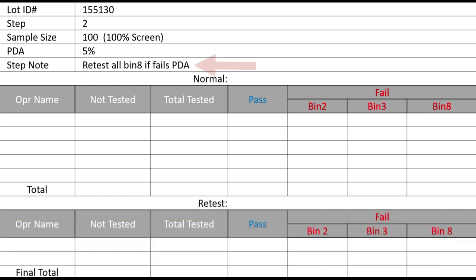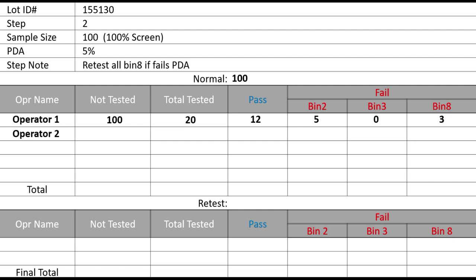The step note reads, retest all bin 8 if fails PDA. Basically, what this means is if we fail PDA, we will need to retest all bin 8 devices. The first operator comes in and they start with 100 not tested devices. They will test 20 devices. They'll have 12 devices pass, 5 bin 2 fails, 0 bin 3 fails, and 3 bin 8 fails.